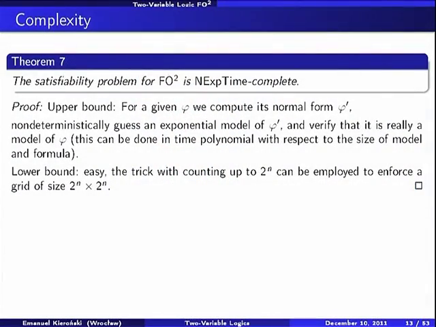Earlier in the morning, we saw that the model checking problem is PSPACE for first-order logic. But it is not hard to see that if we restrict our attention to the two-variable fragment, then the problem is in P. So we simply guess a structure in non-deterministic exponential time, because we have exponentially large structures, and we verify that phi is true in this structure. Next point. A lower bound is easy to obtain using this trick with counting up to 2 to the n. I'm going to skip that.